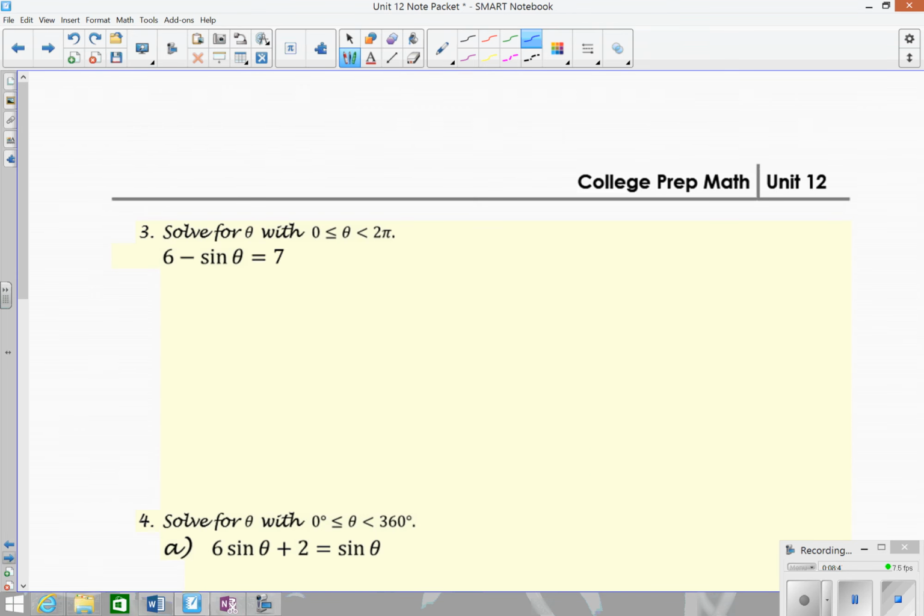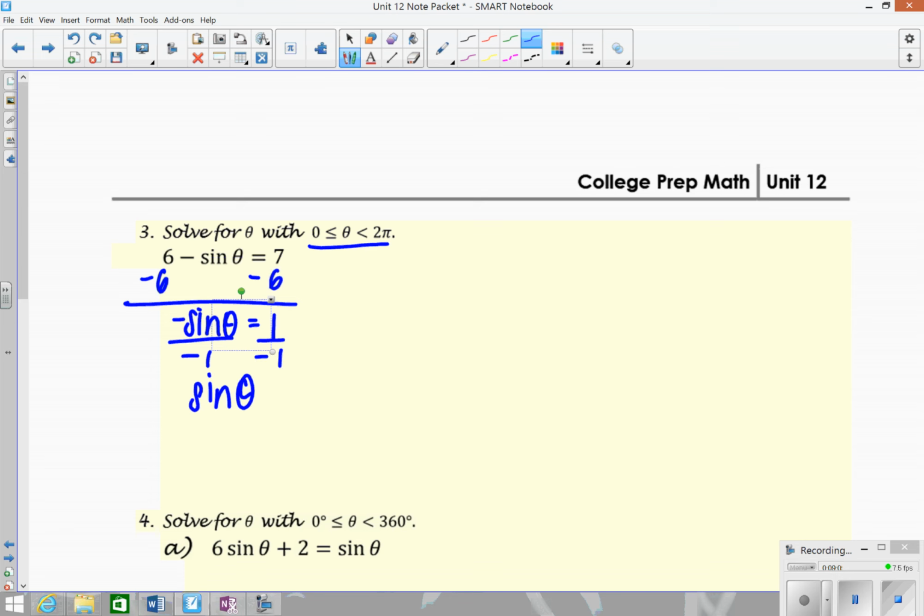All right, so let's look at some other ones here. So again, this time we're solving in terms of radians. So isolate your sine in this case. So we're going to subtract 6 from both sides. So we have negative sine theta equals 1. Divide both sides by negative 1 to get rid of that negative. So we have sine theta equals negative 1.